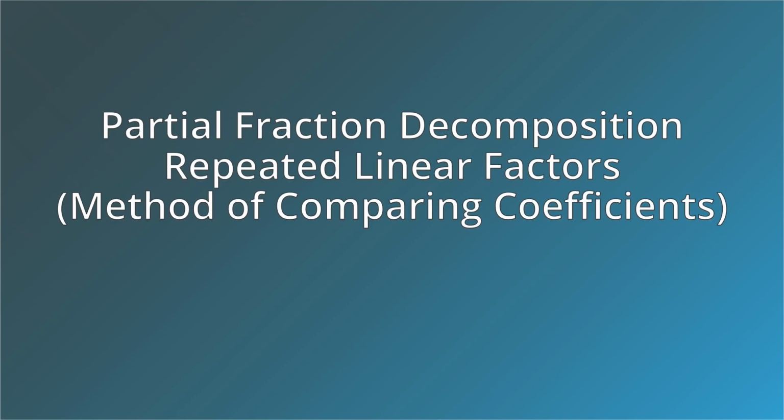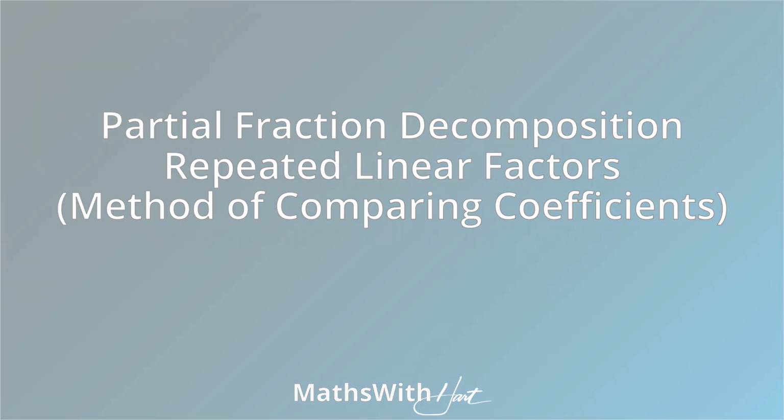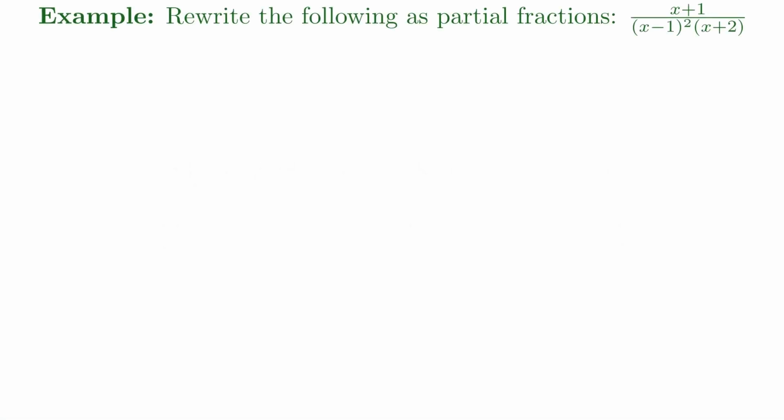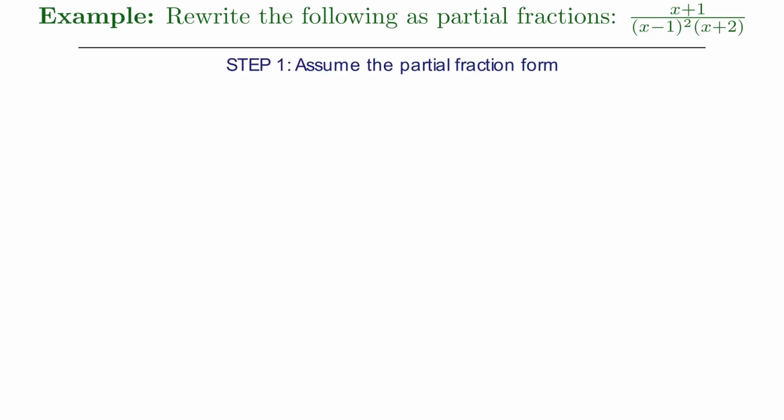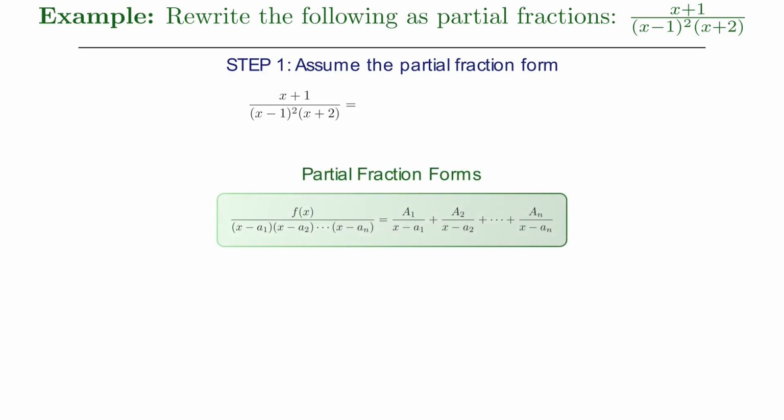In this video, I'm performing partial fraction decomposition involving a repeated linear factor using the method of comparing coefficients. In this example, I'm going to rewrite (x + 1) over (x - 1)^2 (x + 2) as partial fractions. So the first step is to assume the partial fraction form. So we can use our table of partial fractions.